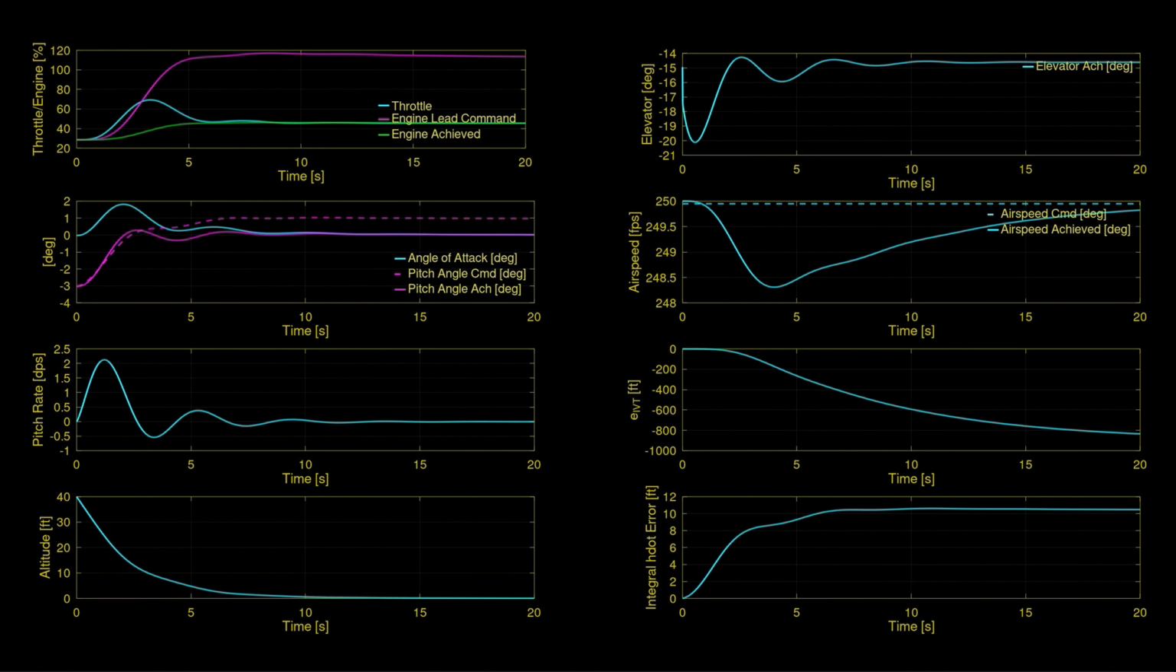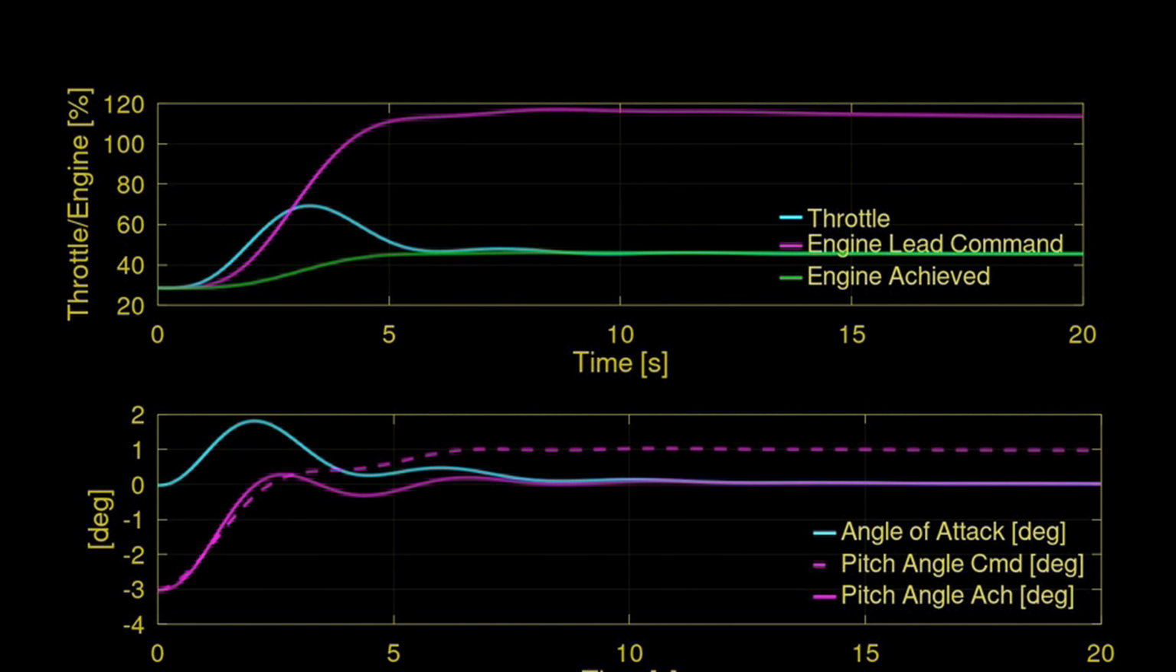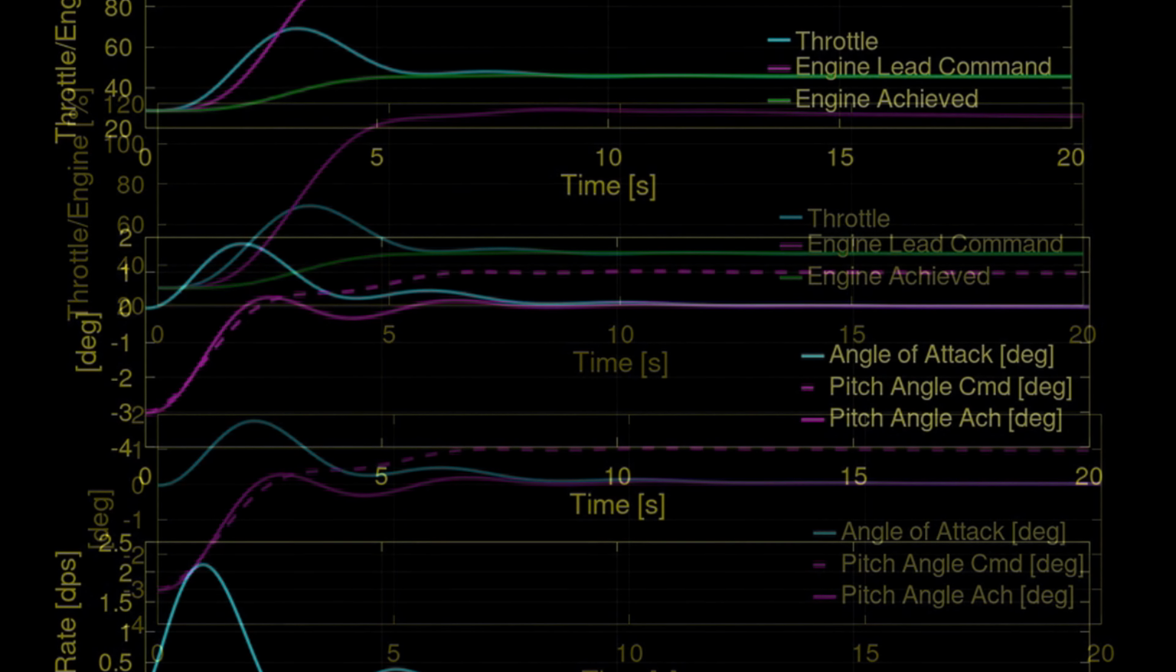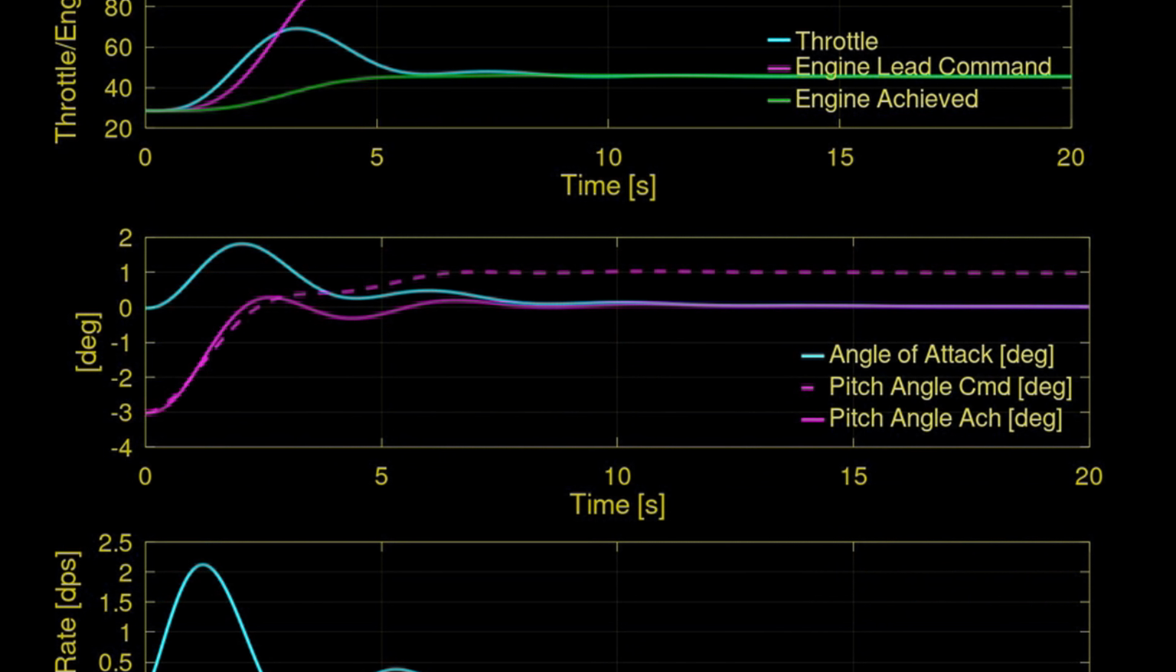Inspecting states of the full simulation, we observe a throttle and engine response well within limits, although the aircraft does have to increase throttle to land. The pitch angle tracks the command, but there's a 1-degree bias error. Adding integral control to the pitch angle control loop could help eliminate this error. The angle of attack is aligned with the aircraft fuselage out the nose as it lands.